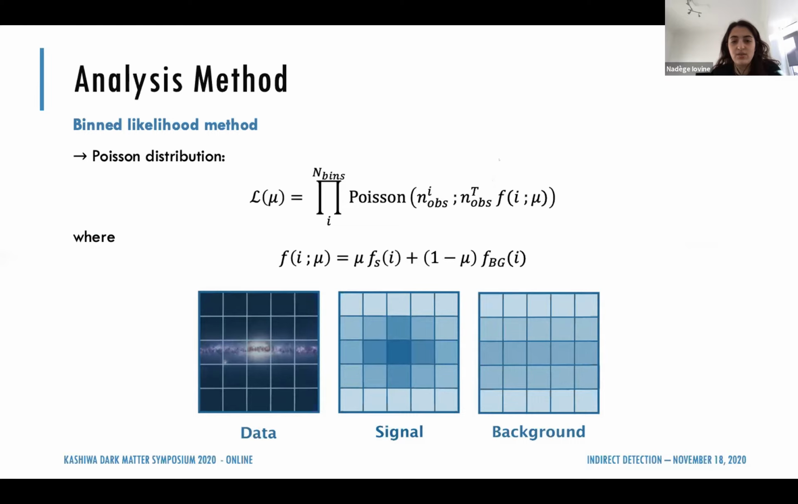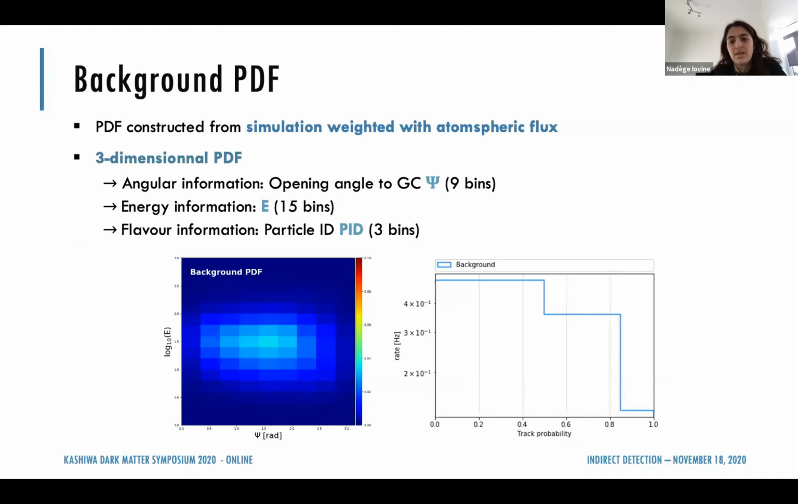And this number of expected events is given by the total number of events in the histogram and the fraction of events within a specific bin. And this fraction of events depends on the signal PDF and the background PDF. So now let's take a look at the PDFs we are feeding into this likelihood method.